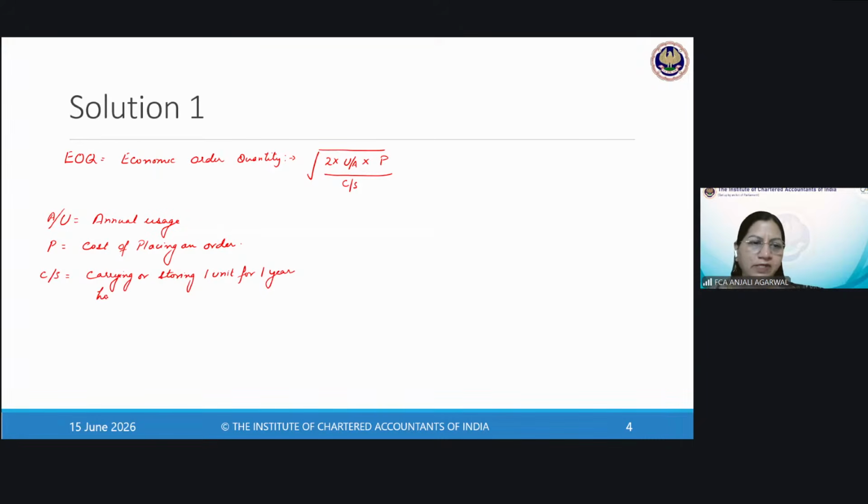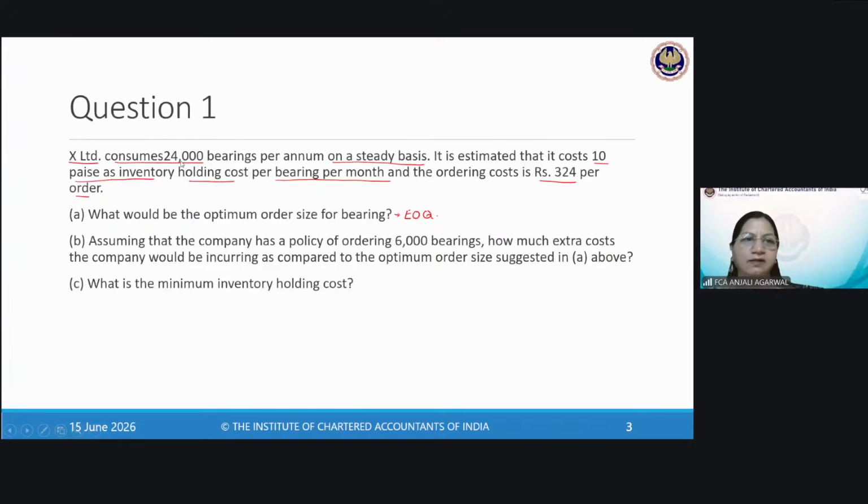This may also be called holding costs. So if you look at the question in the previous slide, how much was the consumption per annum? It is 24,000. Annual consumption is 24,000 bearings. What is P? Cost of placing an order. So every time you place an order, it will cost you rupees 324.